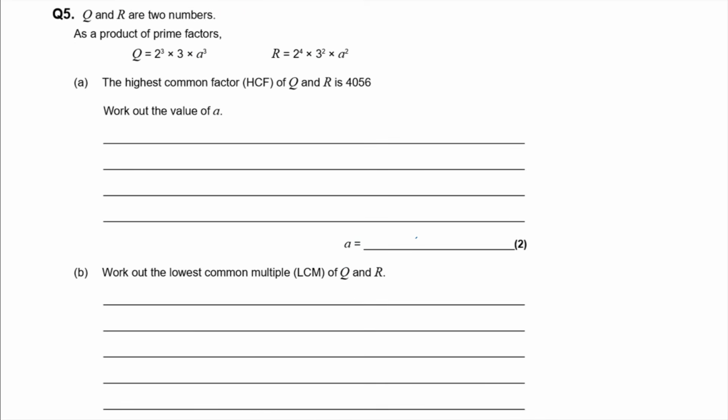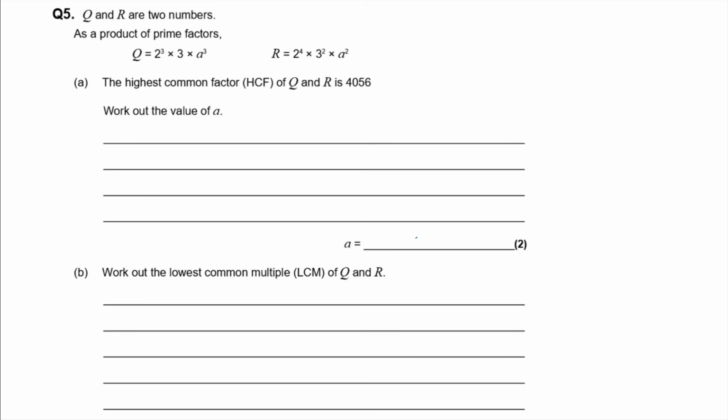Question 5, Q and R are two numbers. As a product of prime factors, Q is 2 cubed times 3 times a cubed, and R is 2 to the 4 times 3 squared times a squared. Now I'm told the HCF of Q and R is 4056. Work out the value of a.